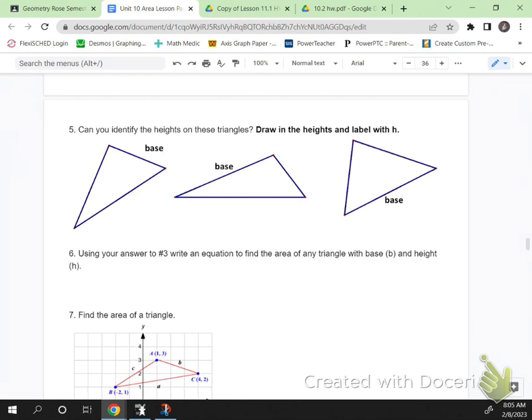So based off the base, can you draw in the heights and label it with H? Let's see if you could do this with your partner. So you might need to flip back, might need to look at it. Based off where the base is, what type of triangle it is, can you sketch in the height? We might need to write that up here. So again, your height must be 90 degrees with the base.